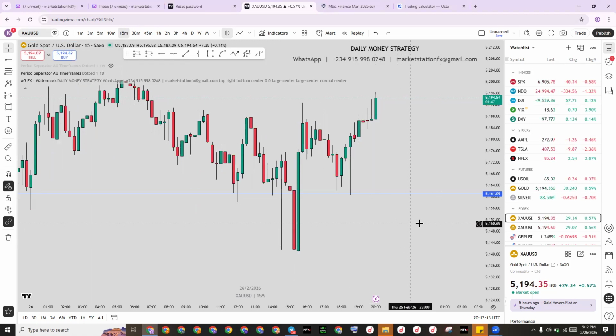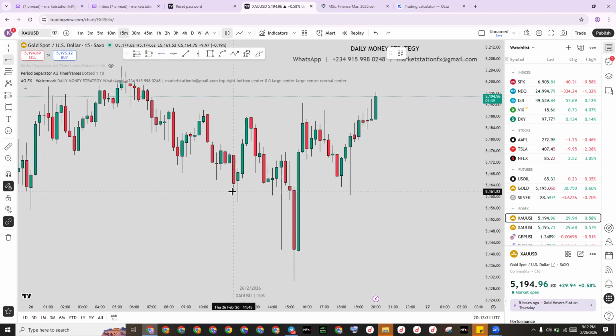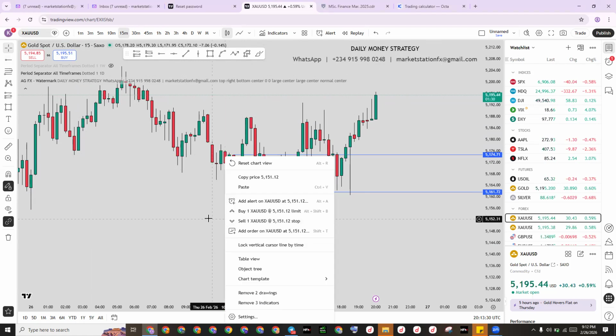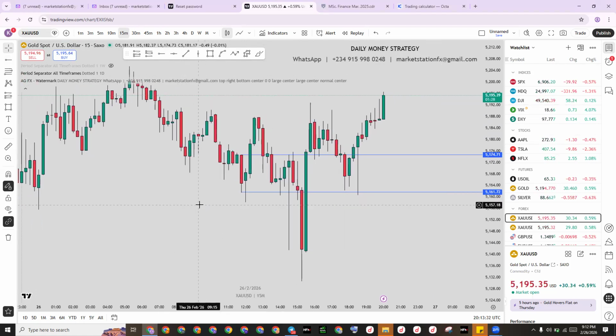Scroll. Did you see it or not? Can you see? Yeah. So one thing about CRT is, if you are a scalper, you use a lower time frame. If you are a swing trader, you do it on a higher time frame.